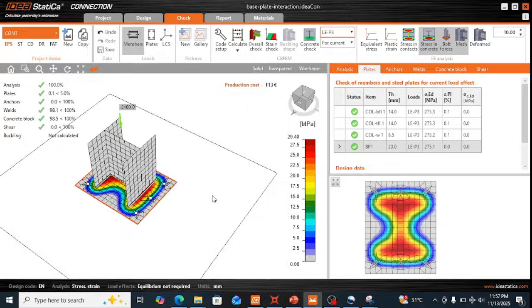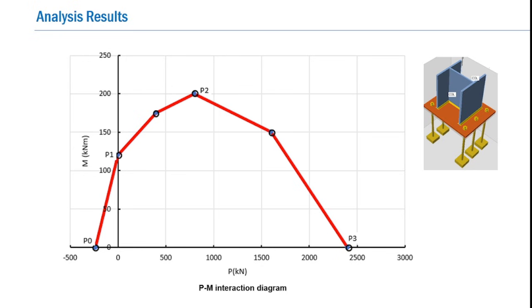So let me take you back to the presentation. Okay, so the PM coordinates obtained from the IDEA StatiCa analysis are used here for the development of the PM interaction diagram. The diagram obtained for the present column base plate is readily shown over here. You can see that the axial load P in kilonewton is plotted along the x-axis, and the associated bending moment M in kilonewton meter along the y-axis. Of the various points, some are readily identified over here that correspond to the load cases we investigated in IDEA StatiCa.